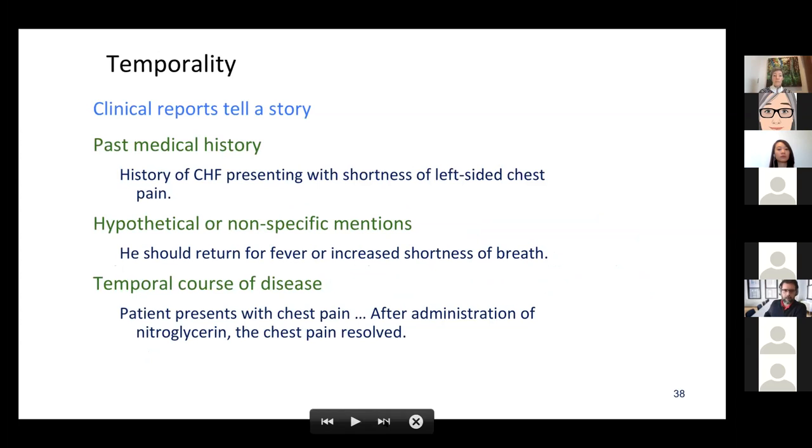Temporality, clinical reports tell a story, and that story happens over time. They talk about things that happened in the past. They talk about things that are hypothetical or not specific. And there's the temporal course of the disease where they have some kind of finding, they take some kind of treatment, and then the finding resolves or decreases. And that can really confuse your NLP system if you are not taking into account this story unfolding.